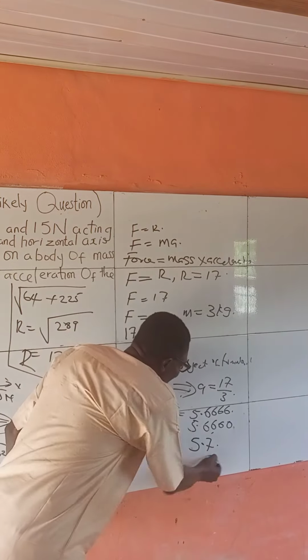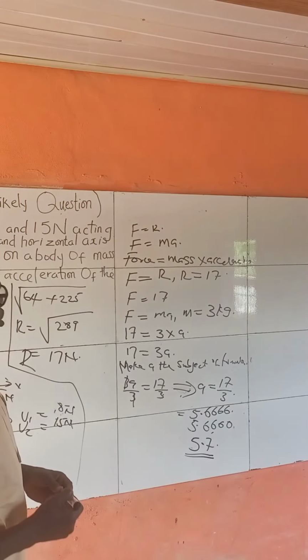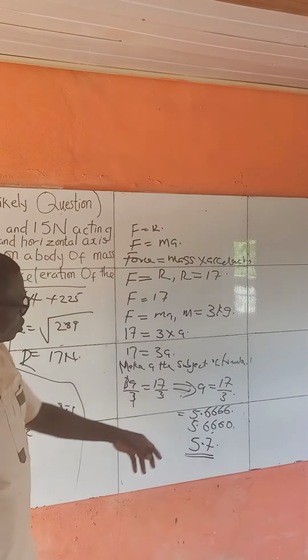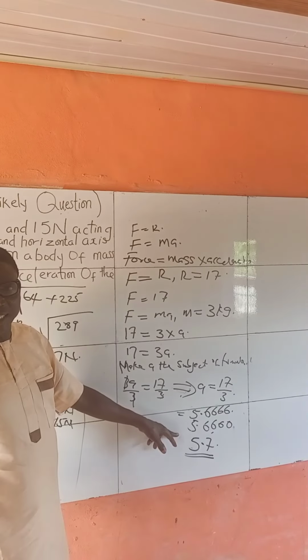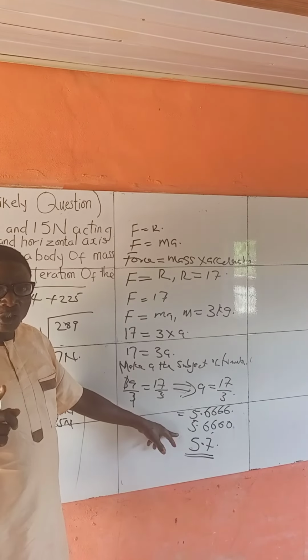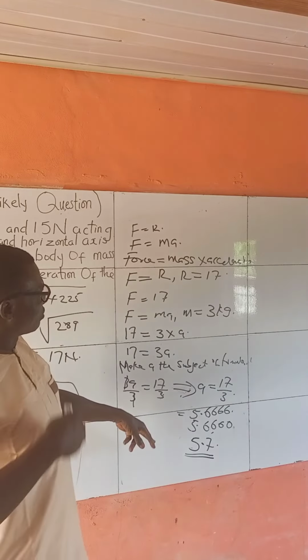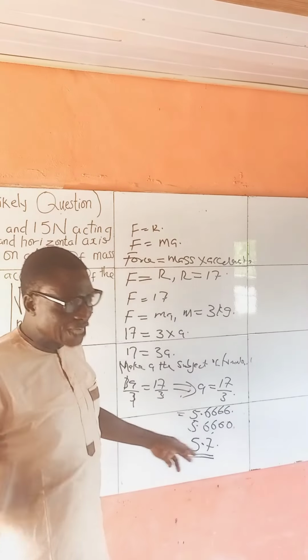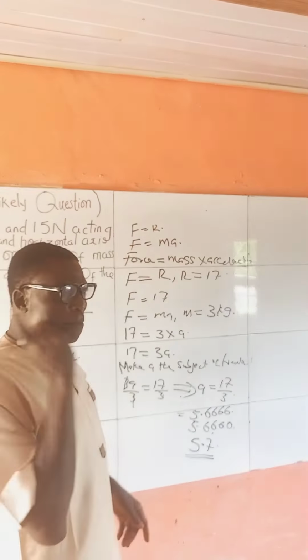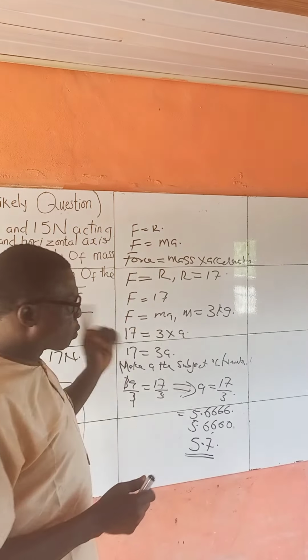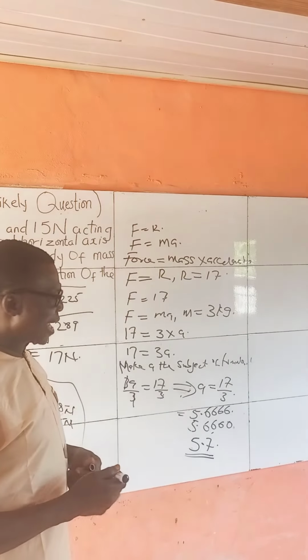Now, if I put it like this, 5.7, what does that mean? This one does not represent the answer. Why? Because you don't know 5.7 what. Is it 5.7 kg? Is it 5.7 gram? Is it 5.7 liter? You don't know. So it is important that you don't omit the SI unit.